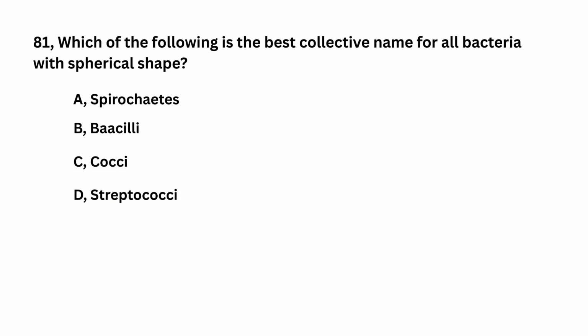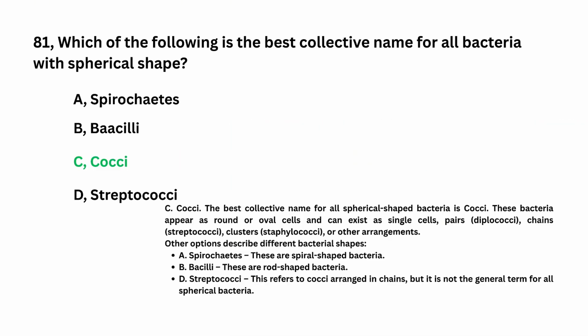Which of the following is the best collective name for all bacteria with spherical shape? Spirochetes, bacilli, cocci, streptococci. Cocci is the answer.